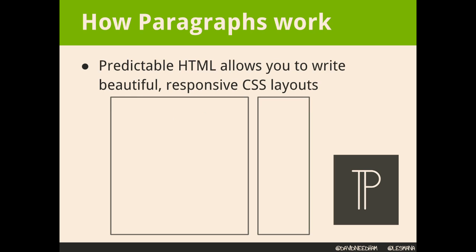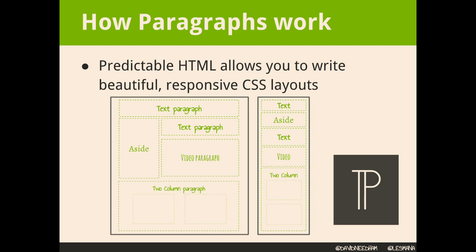Because of that predictable structure and predictable HTML, you can build responsive CSS layouts, which are so hard to do with unstructured content in your body field. If you imagine that the left side of the page is maybe a tablet view or a desktop view, and the right side of the page is what it might look like on a small device or a small phone, we can start putting in our paragraphs and seeing how that might respond. So I've got a text paragraph and a side, bit of text, video, two column, and because of the structure, I can tell it that maybe in the mobile view, the aside doesn't float anymore, but that it fills the entire width of the page, and that I can maintain the beautiful flow of the content order that I intend while giving richness to both a tablet view and a mobile view.